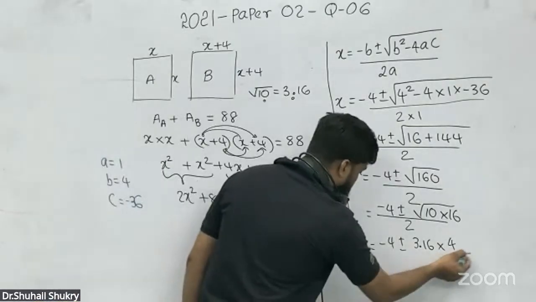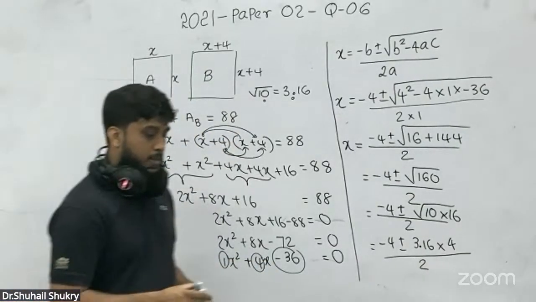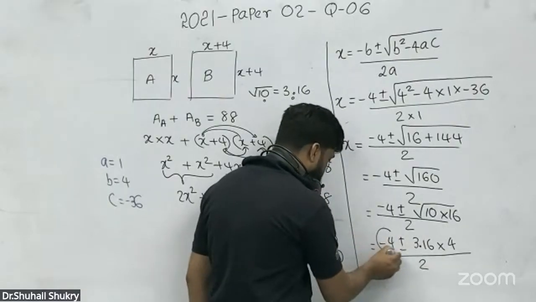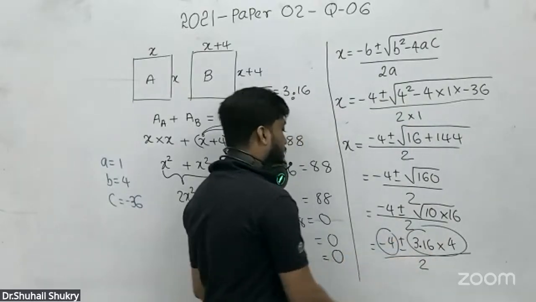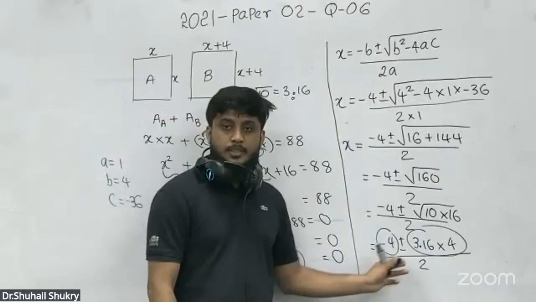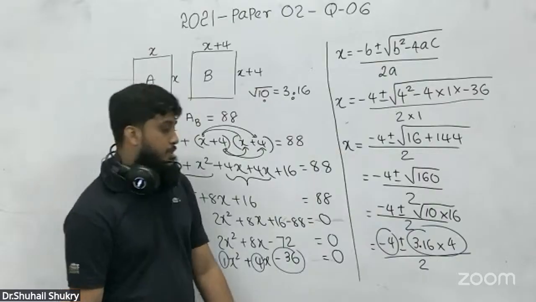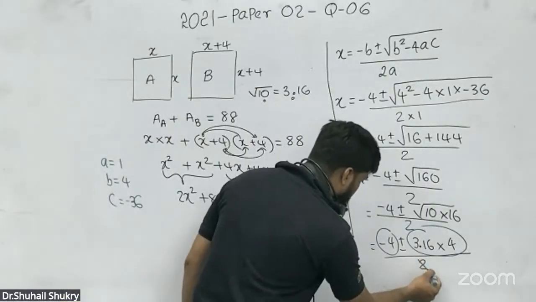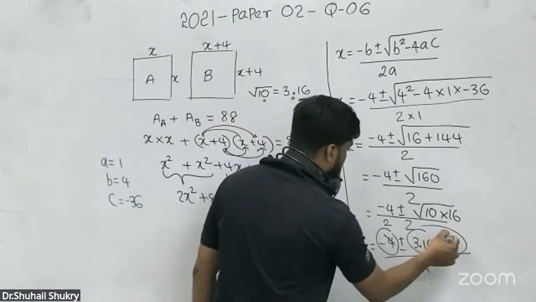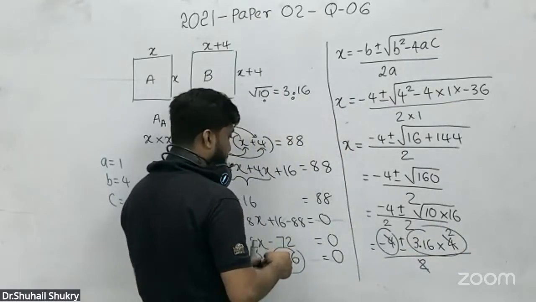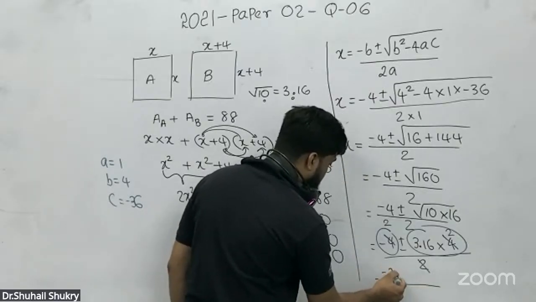Listen carefully, don't write anything now. When there is a 2 in the denominator, we consider this full thing as one term, and from here to here as another term. This 2 belongs to both of these terms, so we can divide both of them by 2. 2 divided by 4 will be 2, and 2 divided by 4 will be 2. So I can write it like this: minus 2.